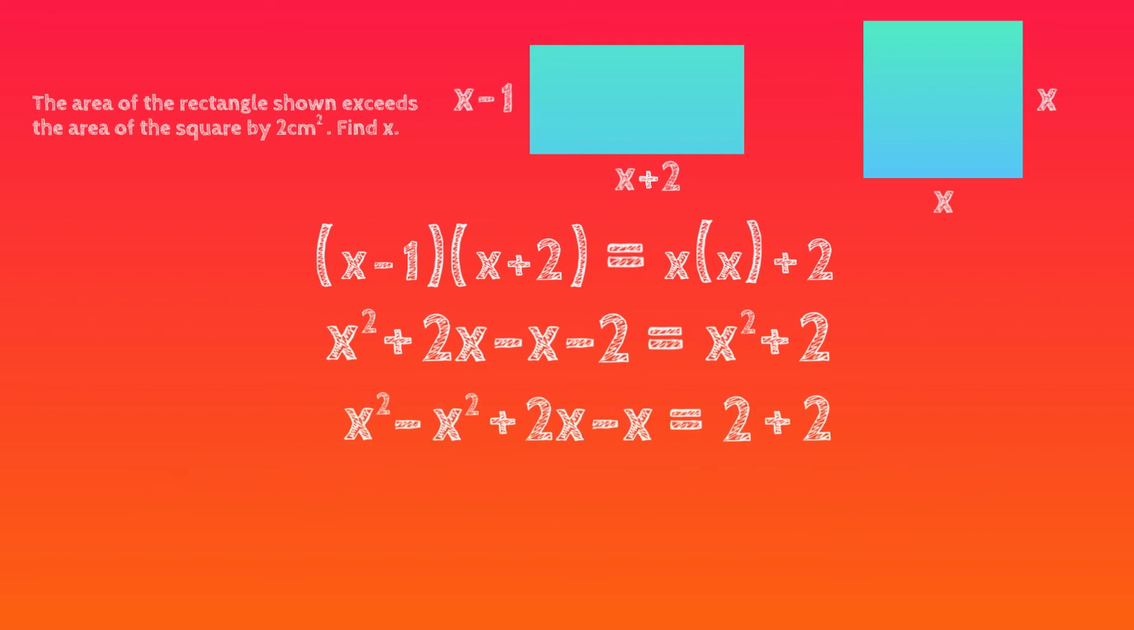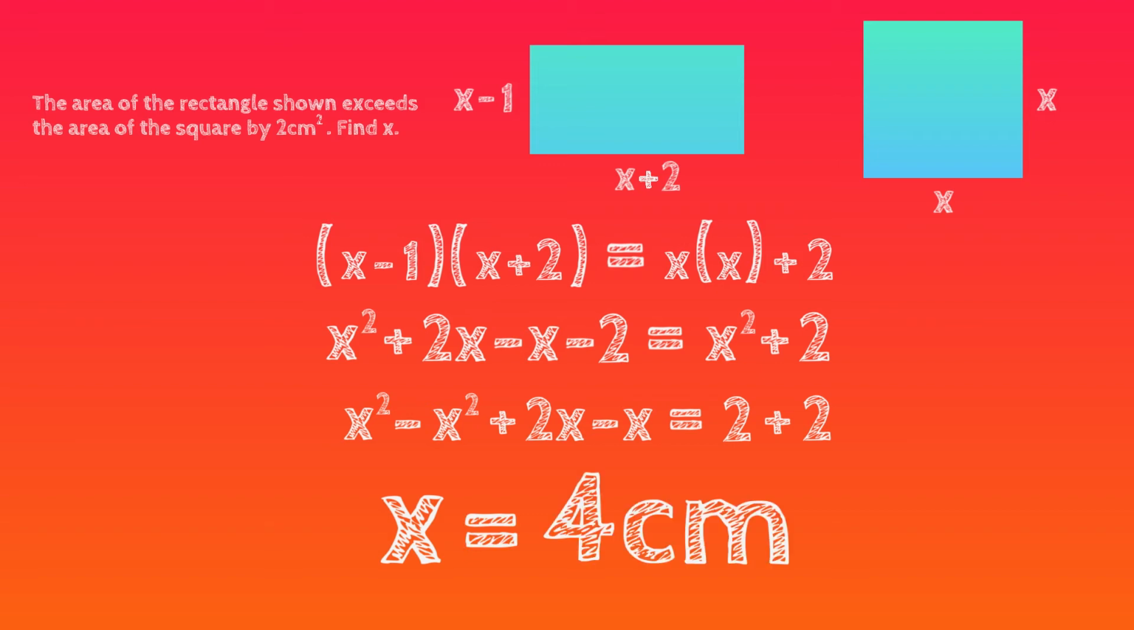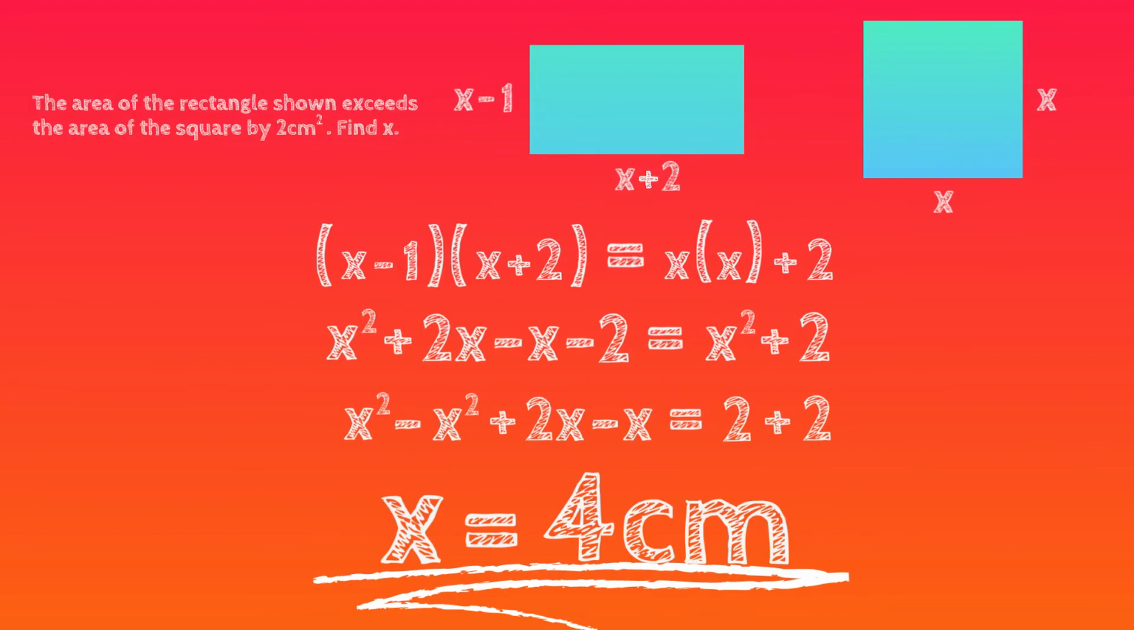So it will be x squared take away x squared gives us 0. 2x minus x gives us x, which is equal to 2 plus 2 gives us 4. So x is 4 centimeters. That is our final answer.